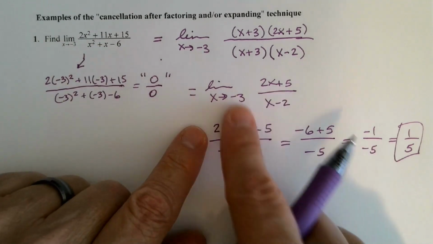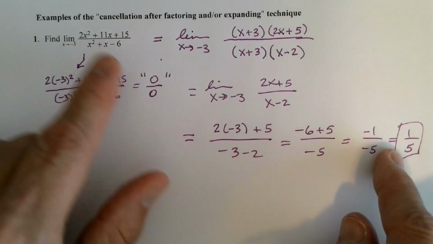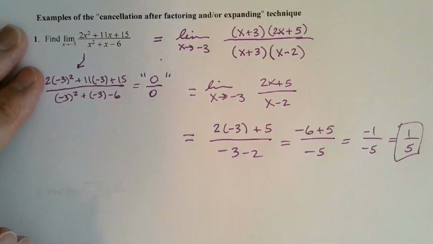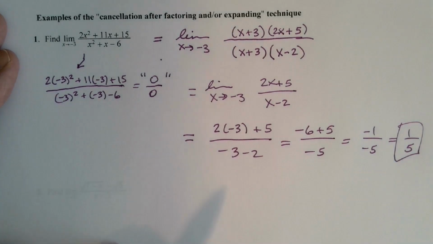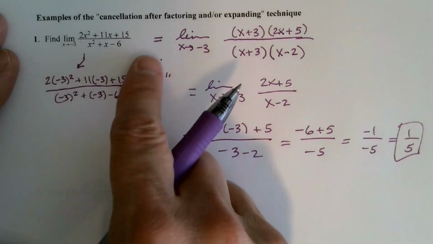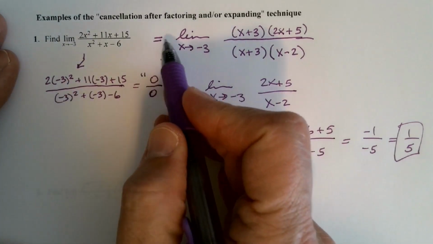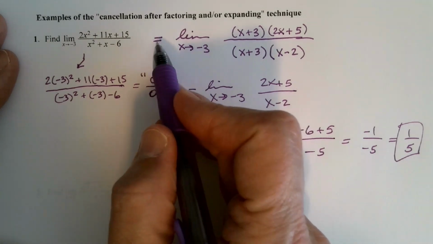And the limit of this one, though, is easy to find. It's 1/5. Therefore, our original limit is 1/5. You don't need to say anything more if you're showing support on a test or quiz, because look at these things right here. These are called equal signs. I don't know if you've ever seen those before.